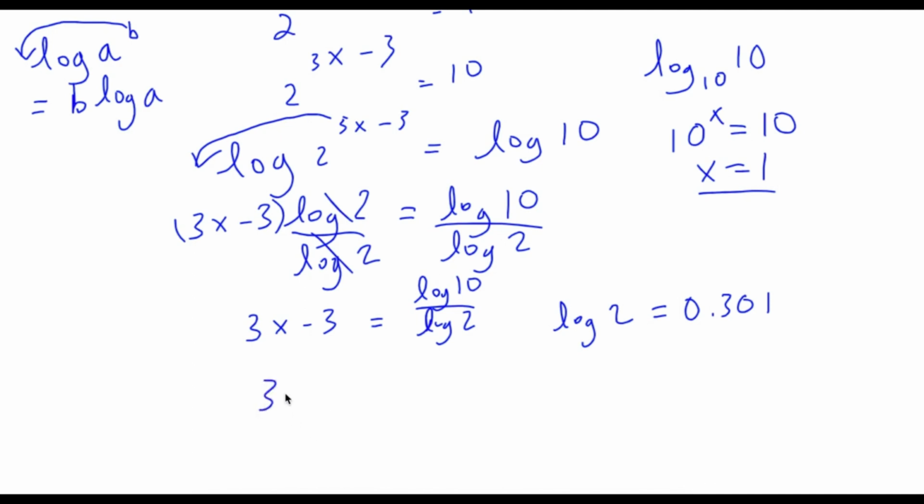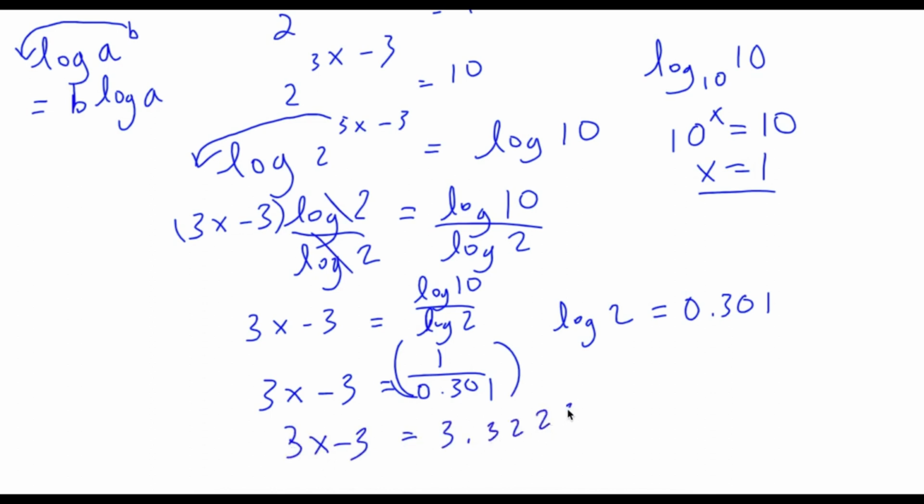So now we have 3x minus 3 is equal to 1 over log 2, that is equal to 0.301. So 3x minus 3 is equal to 1 over 0.301. Now, 1 over 0.301 is approximately equal to 3.3223.